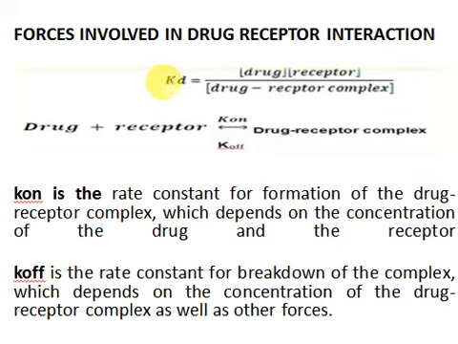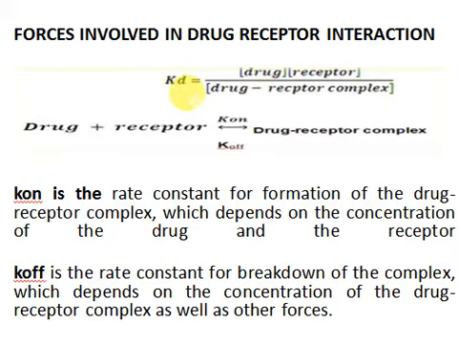And we also said that for an ideal drug, if a drug is said to have more affinity and efficacy, then the Kd for the drug should be low. So if the Kd is low, it means that the drug receptor complex is formed in larger amount, right? So for an ideal drug, the Kd value should be lower.